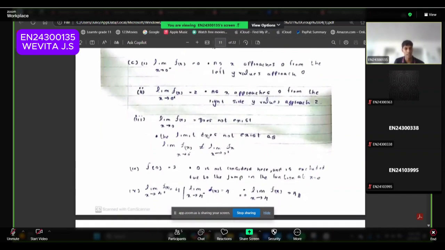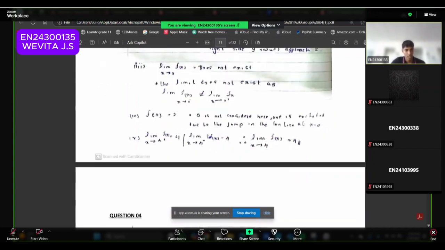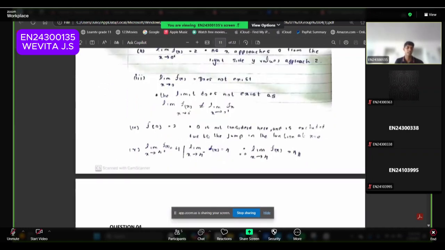So when x approaches 0 from the negative side, y approaches 0, and when x approaches 0 from the positive side, y approaches 2. Because these two are not equal, the limit at 0 does not exist. And when x equals 0, y equals 2, and the final one, when the graph approaches 4 from both sides, the limit is 4. Therefore, the limit of the graph is 4.